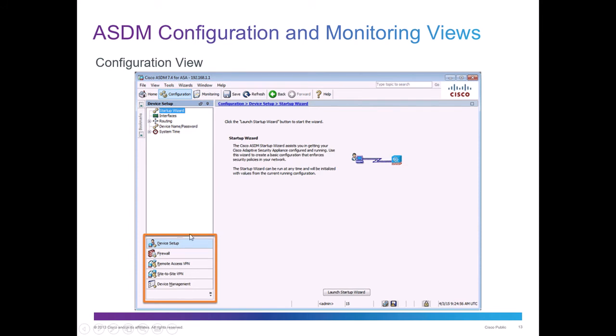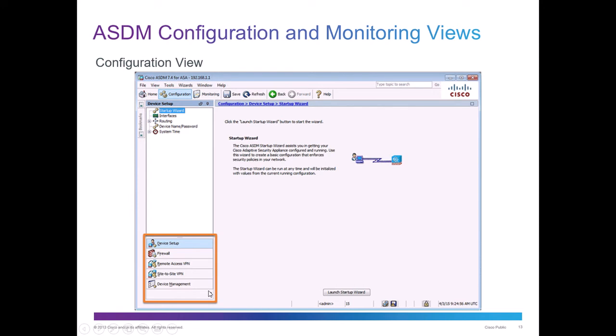The device setup, I want you to write this down. So you go to the configuration. That's one of the first things you probably want to do. Go to the device setup, and in there, you want to write down that you can configure the host name, password, system time, interface settings, and routing. Actually, we'll go through this with the wizard anyway. You'll be able to configure the host name, the password, the system time, interface settings, and routing.